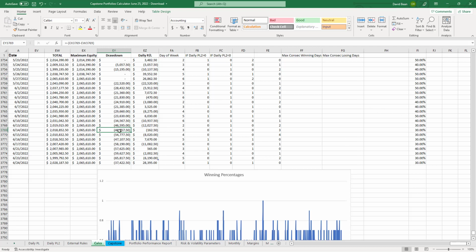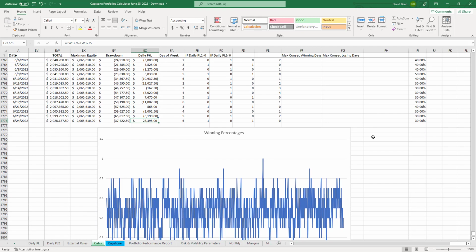If you started trading after, there's only been 30% of the days that are winners. This is not 30% of the trades, it's 30% of the days, the winning days. And so you could have started here, you would have gone into a $20,000 drawdown, and then you had this big pop. There's different ways you could do this.